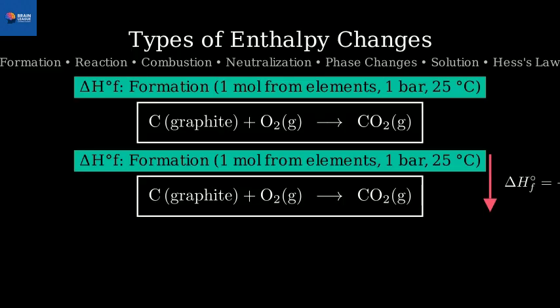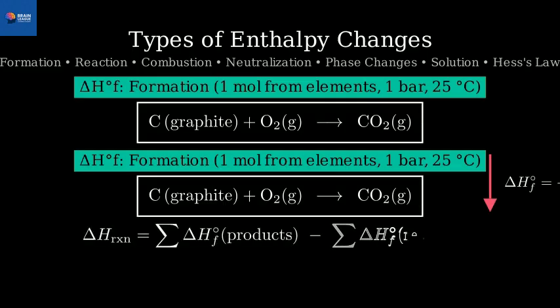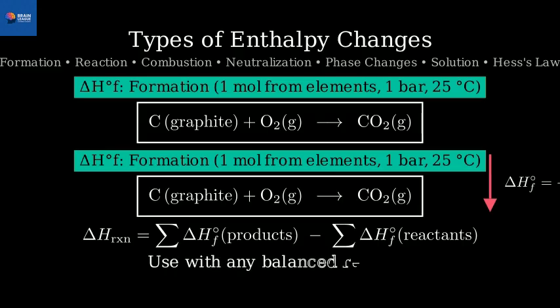Next, enthalpy of reaction. Delta H reaction for any specified balanced chemical equation. The formula says delta H of reaction equals the sum over products of delta H of formation minus the sum over reactants of delta H of formation. This works for combustion, synthesis, decomposition, and more.